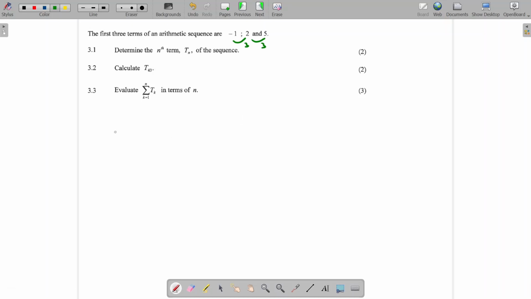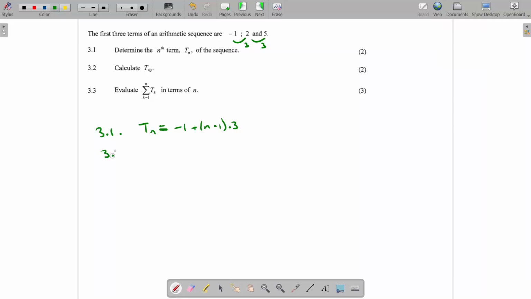Okay, so therefore we can see that 3.1 is going to be Tn equals the first term plus n minus 1 times 3. We can rewrite it in many other formats, but that is the format they are looking for here because we are using the notation of arithmetic and geometric sequences.